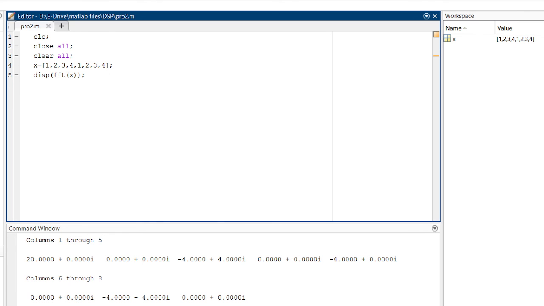We get the same output by computing with the help of MATLAB. As we can see, 20, 0, minus 4 plus 4i, 0, minus 4 plus 0i, 0, and minus 4 minus 4i, and 0 plus 0i.